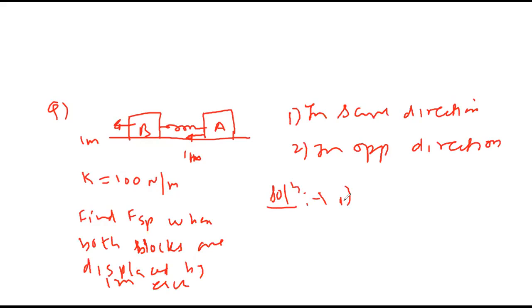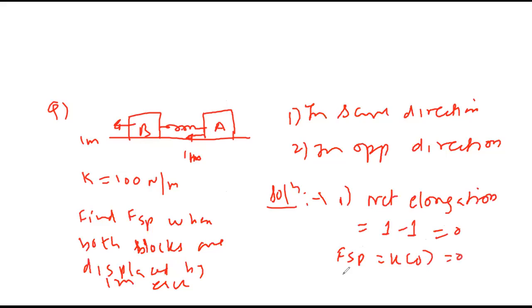In the first case, in the same direction, both are pushed. So what will be the net elongation in the first case? It will subtract, right? It becomes zero. One is pushed by 1, the other is moved by 1, so net becomes 1 minus 1, zero. Because one contracts it and the other elongates it, so net is 0. Now what will be the spring force? k into 0, which is 0. In the second case, what will be the spring force? The net elongation becomes 2, 1 plus 1. So it will become 100 into 2 equals 200 Newton.